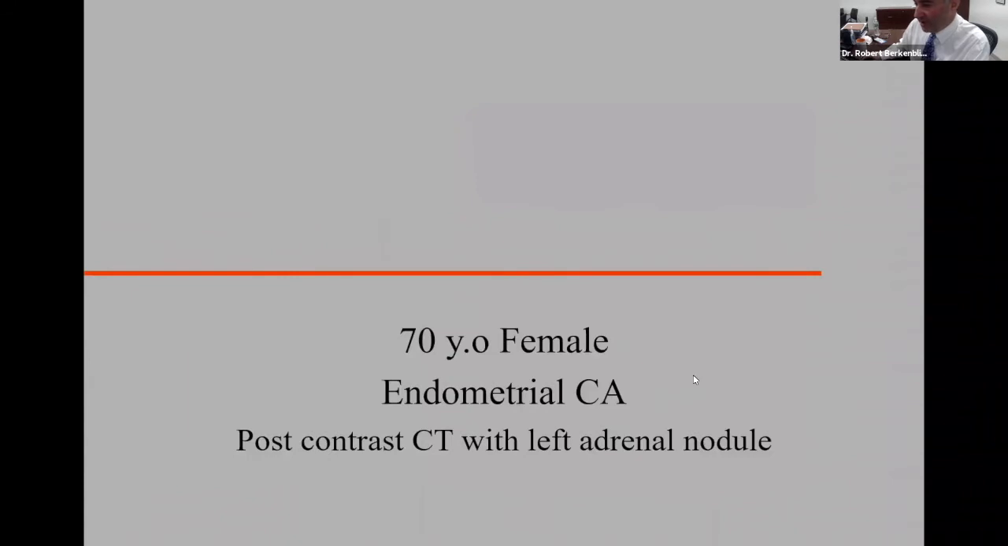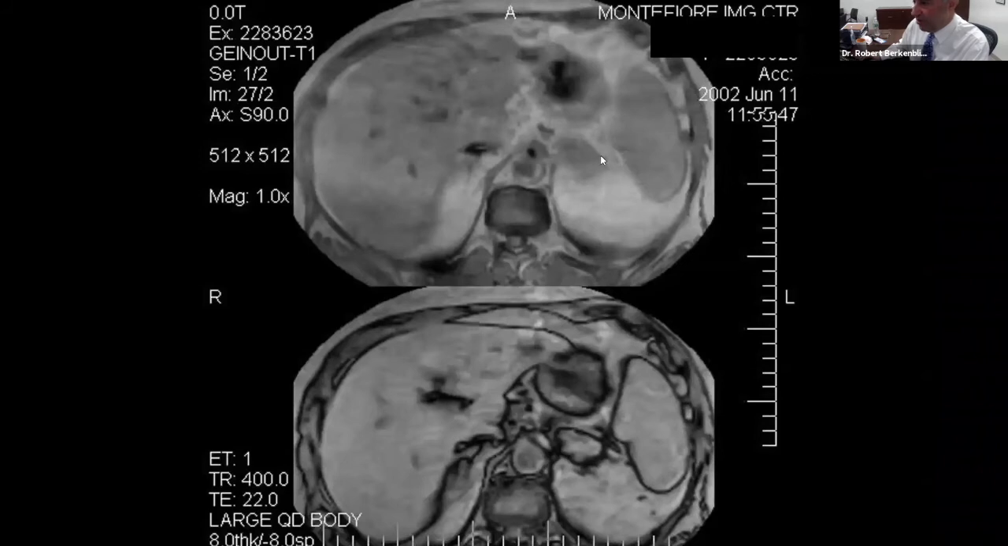Here's a 70-year-old patient with endometrial cancer. Post-contrast CT showed a left adrenal nodule. They went on for an MRI, and you can see in phase and out of phase, there's chemical shift artifact at the border between the lesion and retroperitoneal fat, but the lesion itself maintains signal from in to out of phase. So what can we say about this lesion? We can say that it's lipid poor, but what does that mean? It could be a metastatic lesion, it could be a lipid poor adenoma, or it could be any other lipid poor adrenal lesion. Because it was going to alter how this patient was treated, they went on for biopsy, and this turned out to be a metastatic lesion from the patient's endometrial cancer.